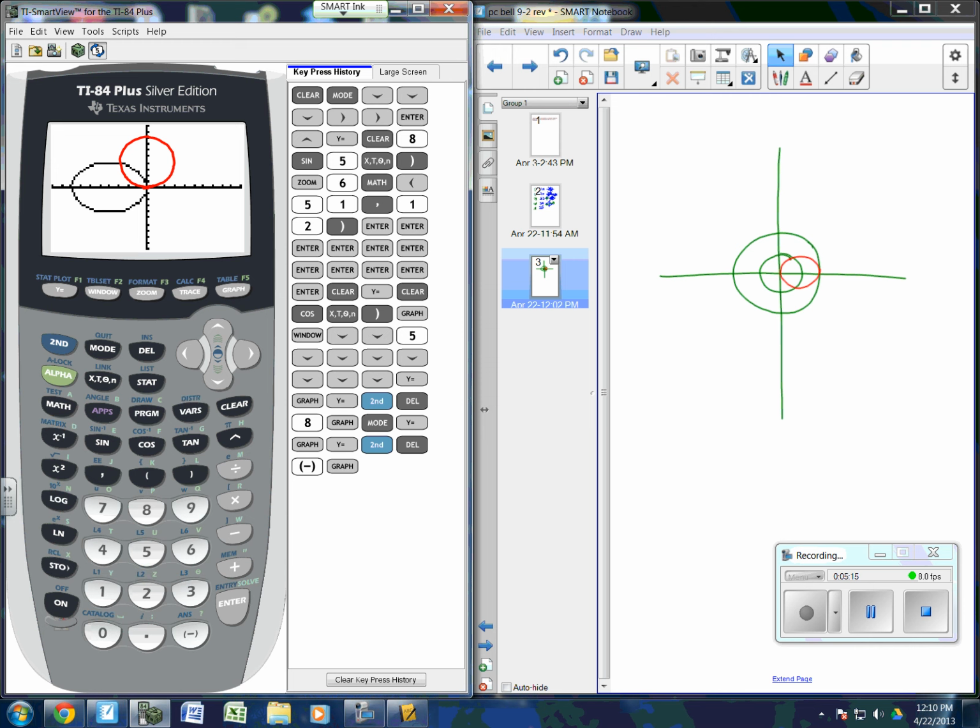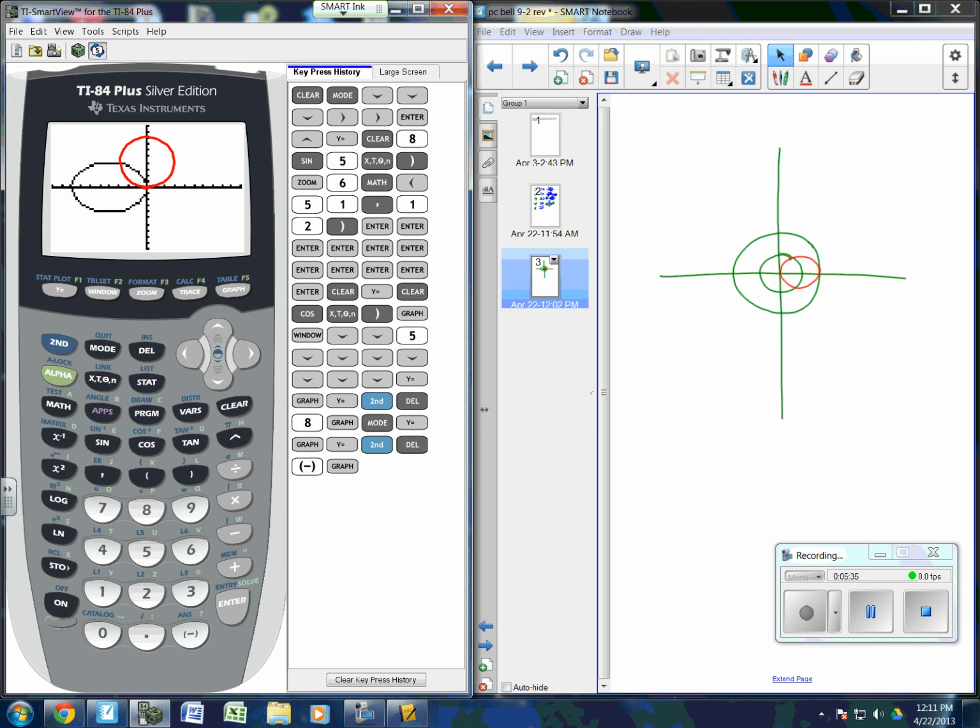That's pretty good for drawing it, huh? Every once in a while I get lucky. All right. I've had lots of practice over the years. 22 years of practice drawing circles. All right.